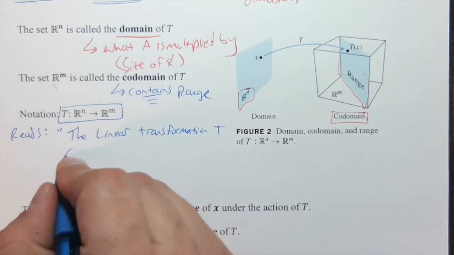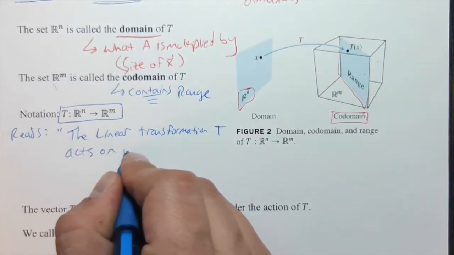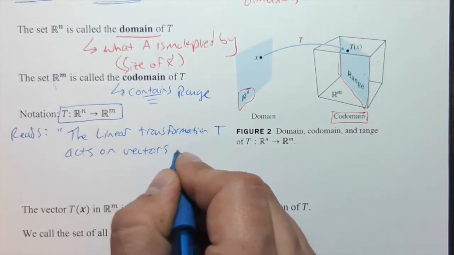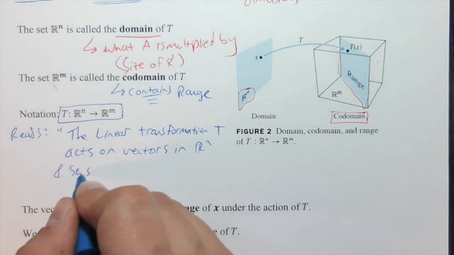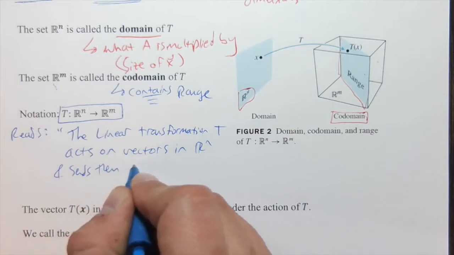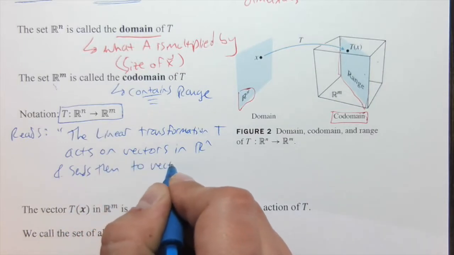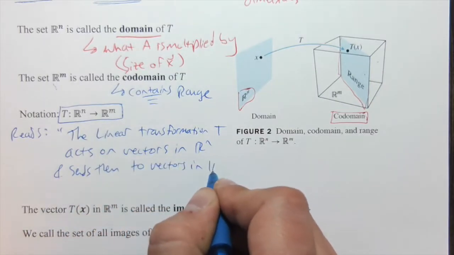So the linear transformation T acts on vectors in Rn and sends them to vectors in Rm.